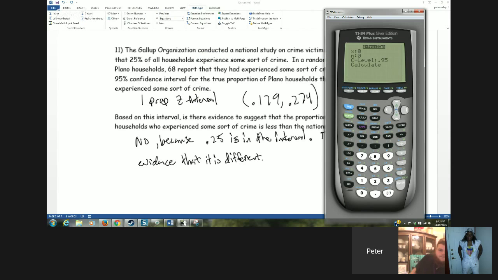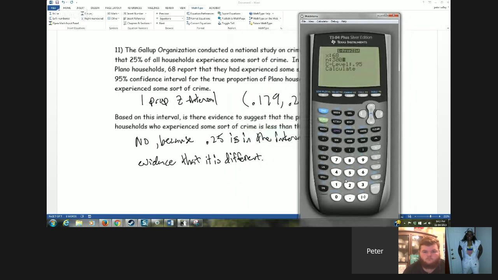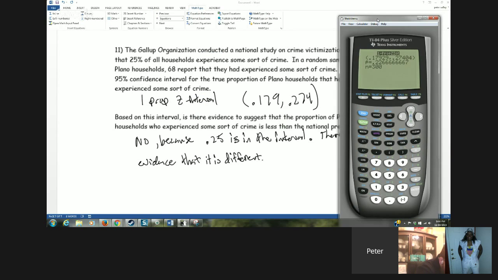And then when I hit enter, it's going to ask me for the number of successes, which would be 68. It's going to ask me for the sample size, which is 300, I believe. Yeah, right there, 300. It's going to ask me for the confidence level, which is 0.95. And then I will calculate. The calculator will do the math for me, and it tells me that the interval is between 0.179 and 0.274. So for that first part, that's just a calculator skill, just knowing how to find that number.